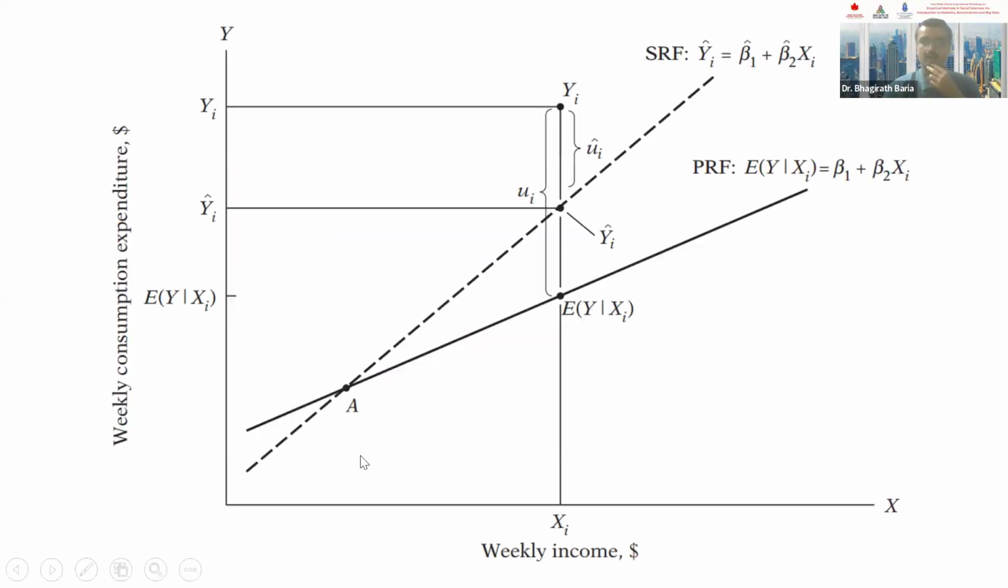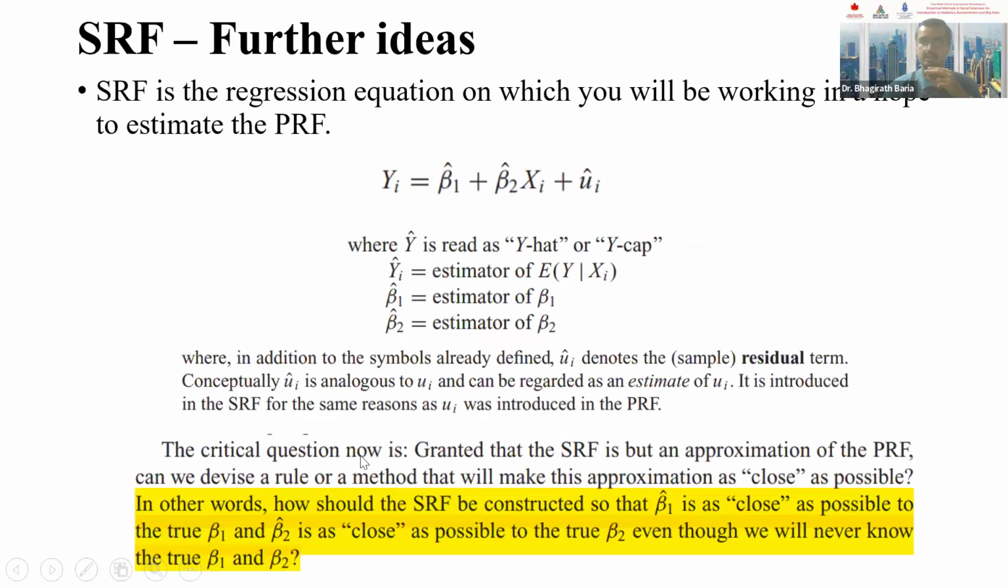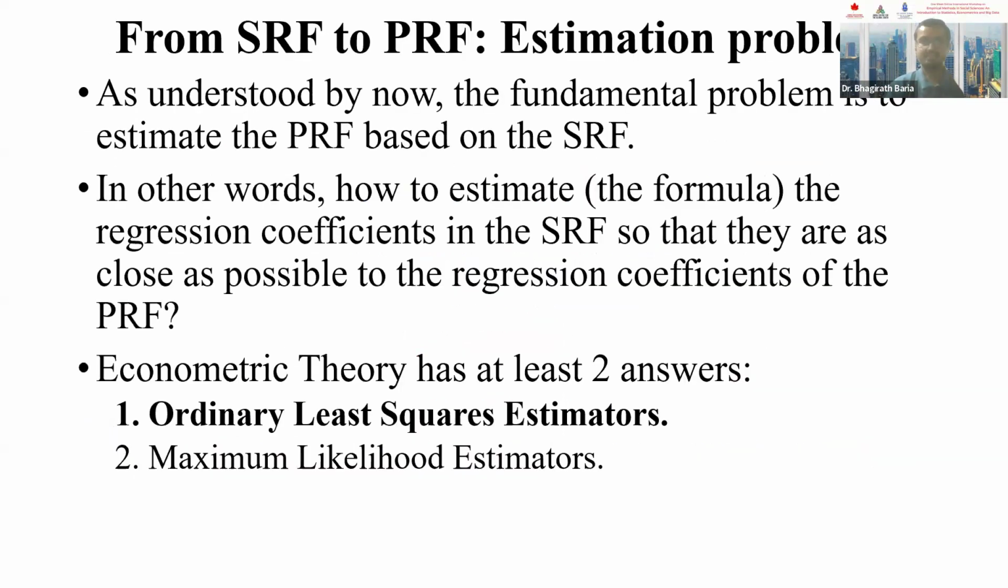So how do you do that? How do you estimate the regression coefficients in the sample regression function so that they are as close as possible to the population regression function? That is the idea behind using econometrics. By now you understood a very fundamental idea: the main problem in econometrics is to estimate the PRF, the population regression function, based on the SRF. In other words, how to estimate the regression coefficients.